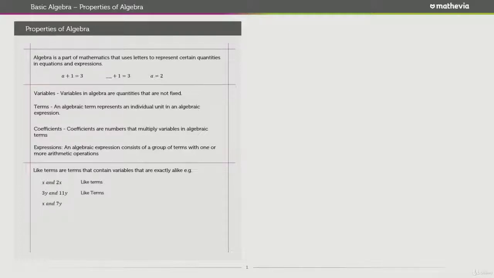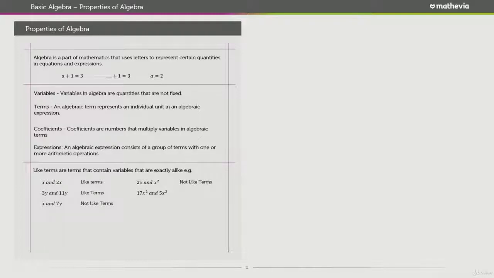x and 7y. These are obviously not like terms, because x contains the variable x and 7y contains the variable y, and x and y are not exactly alike. Now, what about 2x and x squared? It gets interesting here. 2x contains the variable x, and x squared contains the variable x squared. I tell you that these are not like terms. x and x squared are not exactly alike. x squared and x cubed are not exactly alike, and as such, they are not like terms.